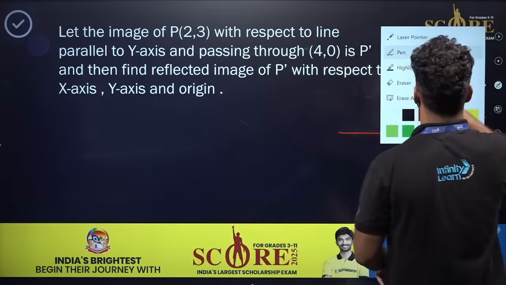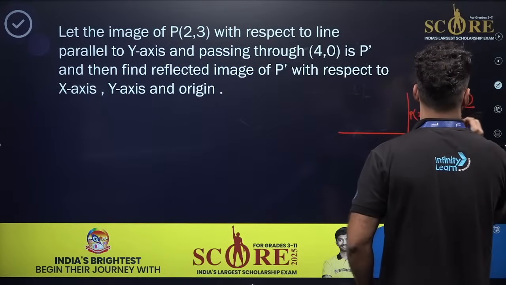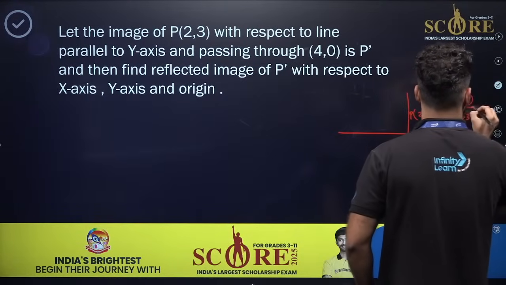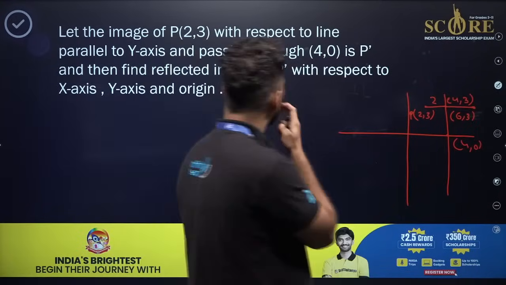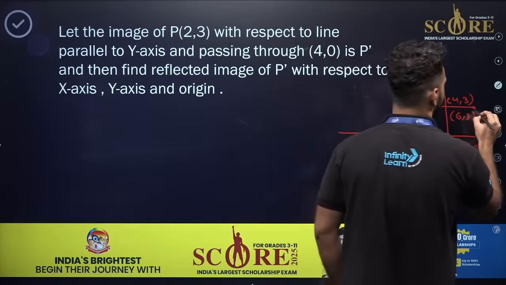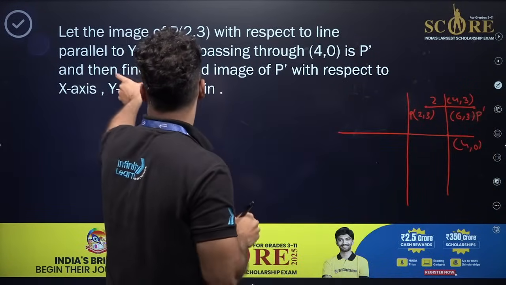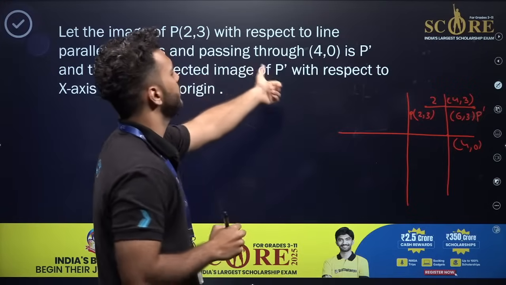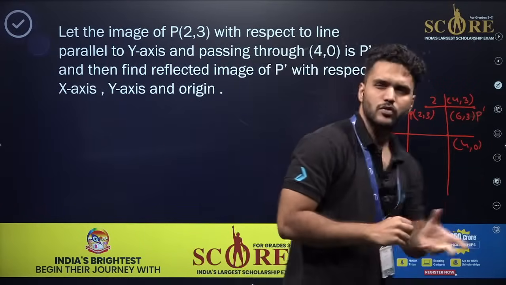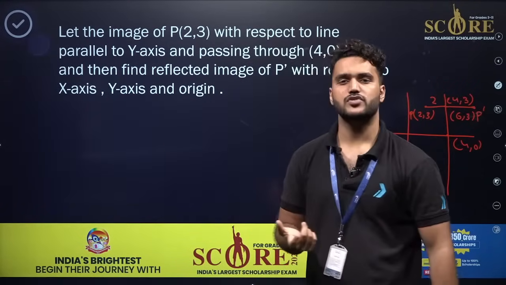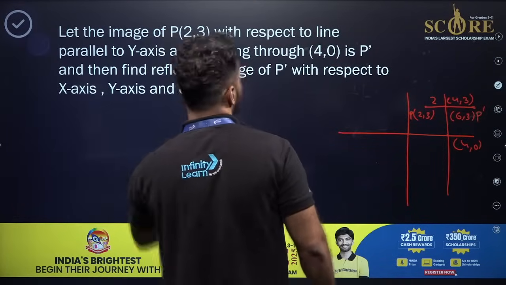Let me write it properly. This point will be (6, 3). This point is P dash. Okay, P dash. And now find the reflected image of P dash with respect to the x-axis, y-axis, and origin. I have told you how to find with the help of a short trick the x-axis reflection, y-axis reflection and origin reflection.